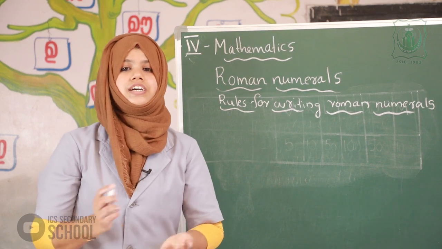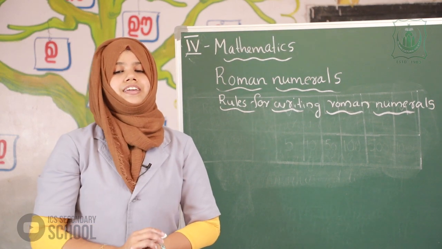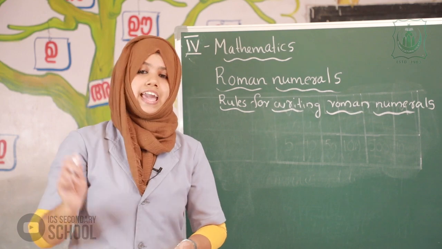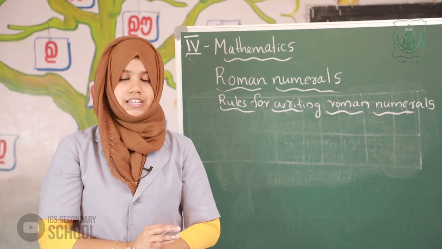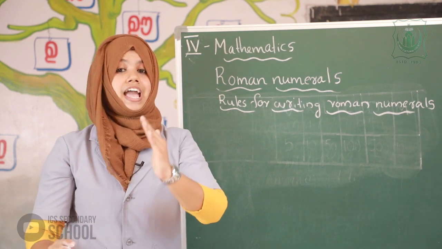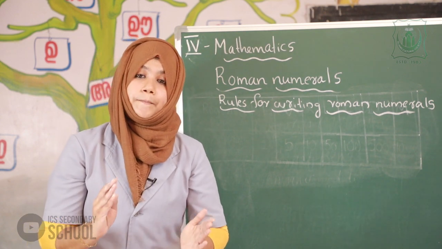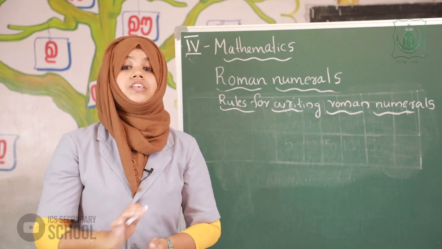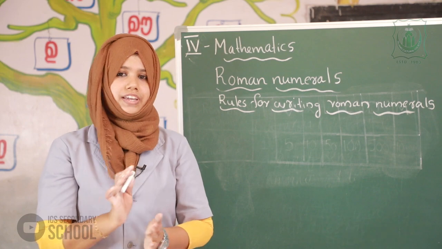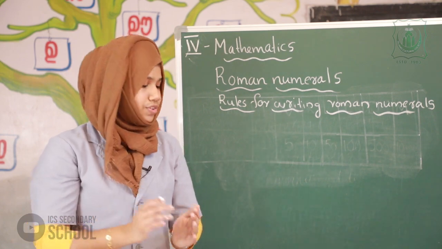Okay, so the first rule: the symbols I and X can be repeated up to 3 times in a number, and the symbol V is not repeated in a number. Okay, with the example you can understand.